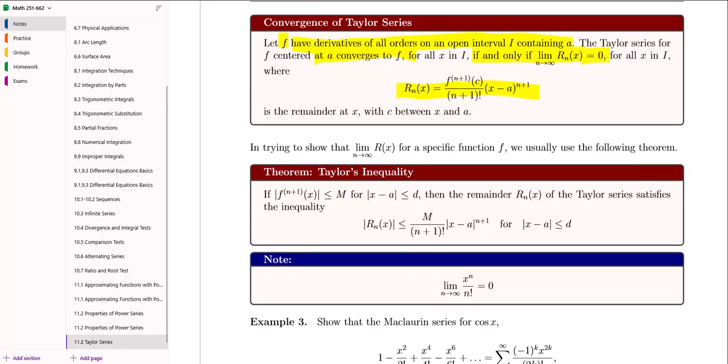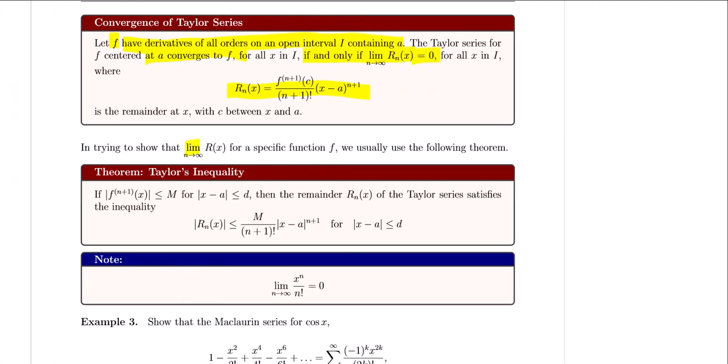All right, so in trying to show that the limit as n approaches infinity of the remainder for a specific function is equal to 0, we use the following theorem known as Taylor's inequality. If the absolute value of the (n+1)th derivative at c is less than or equal to some M value for some radius of convergence, then the remainder satisfies the following inequality: the absolute value of the remainder is less than or equal to M divided by (n+1) factorial times the absolute value of x minus a raised to the n plus 1, for some radius of convergence here.